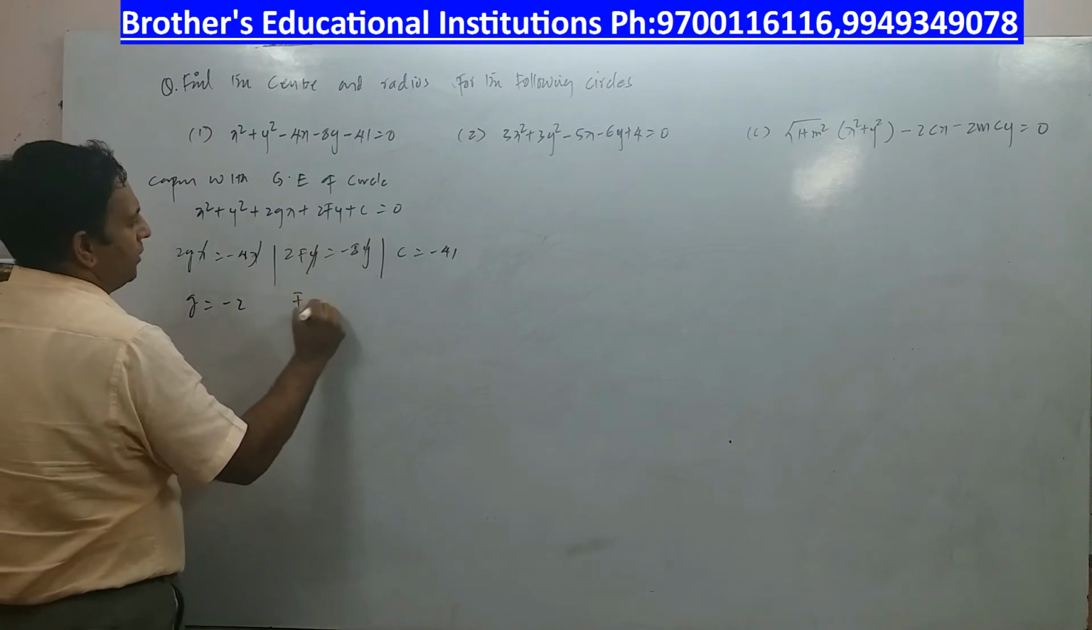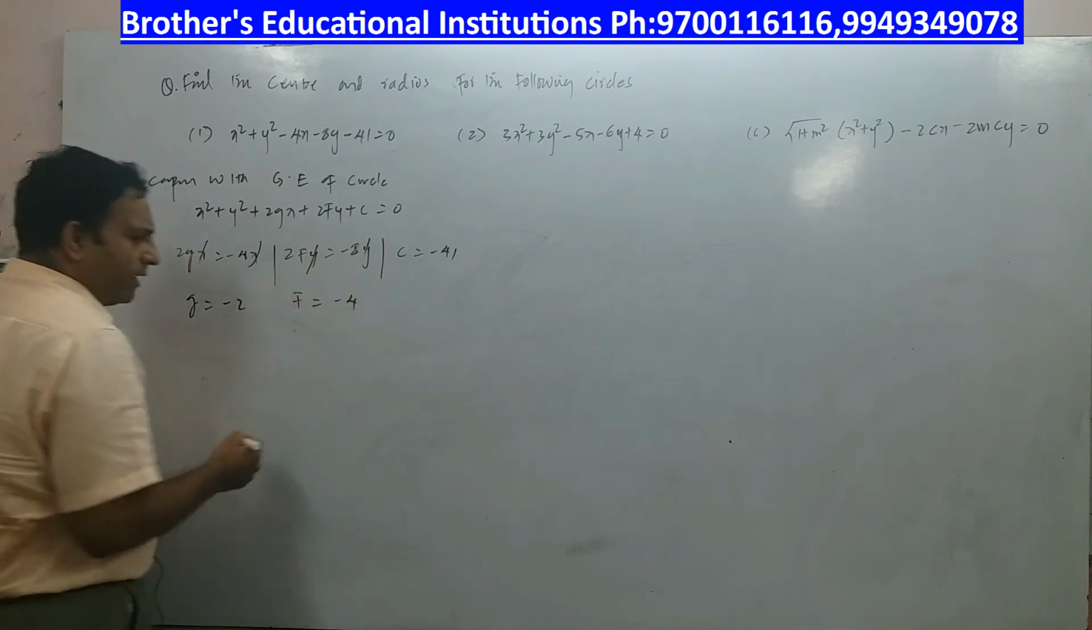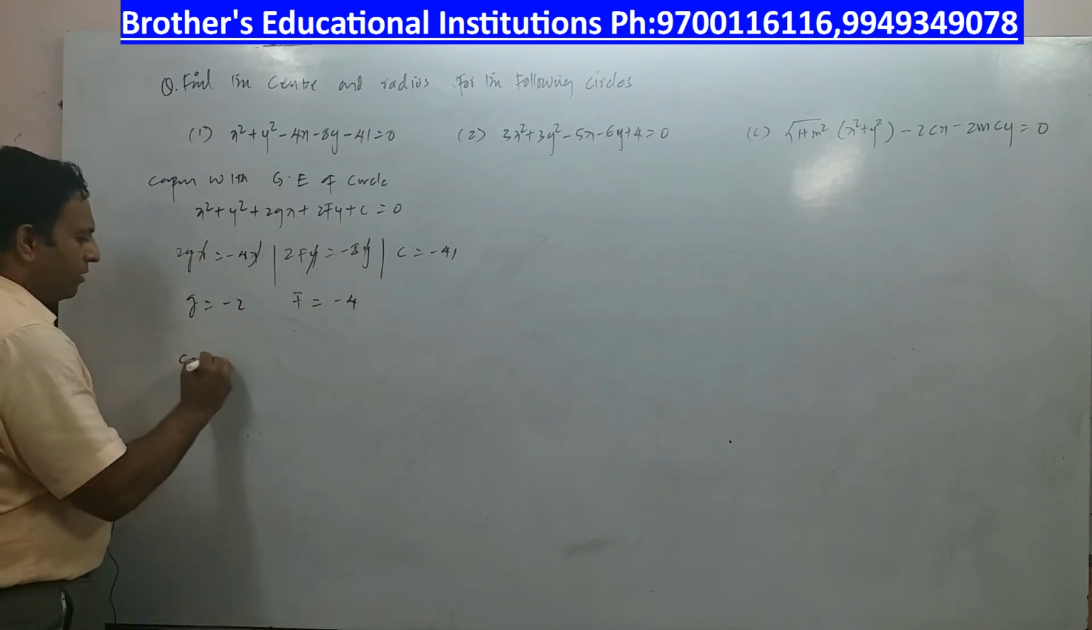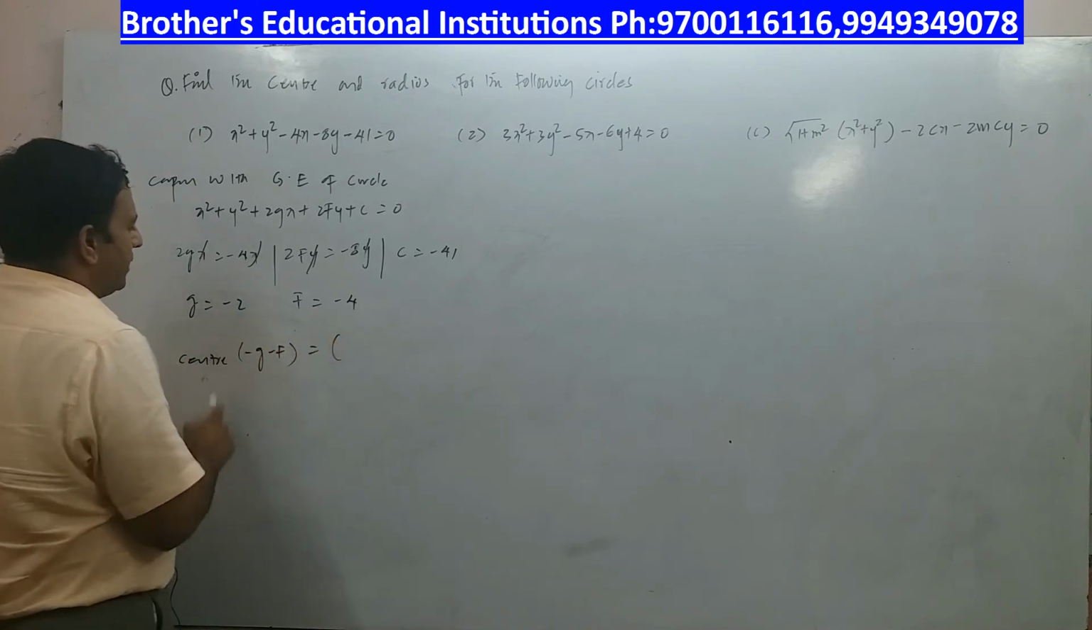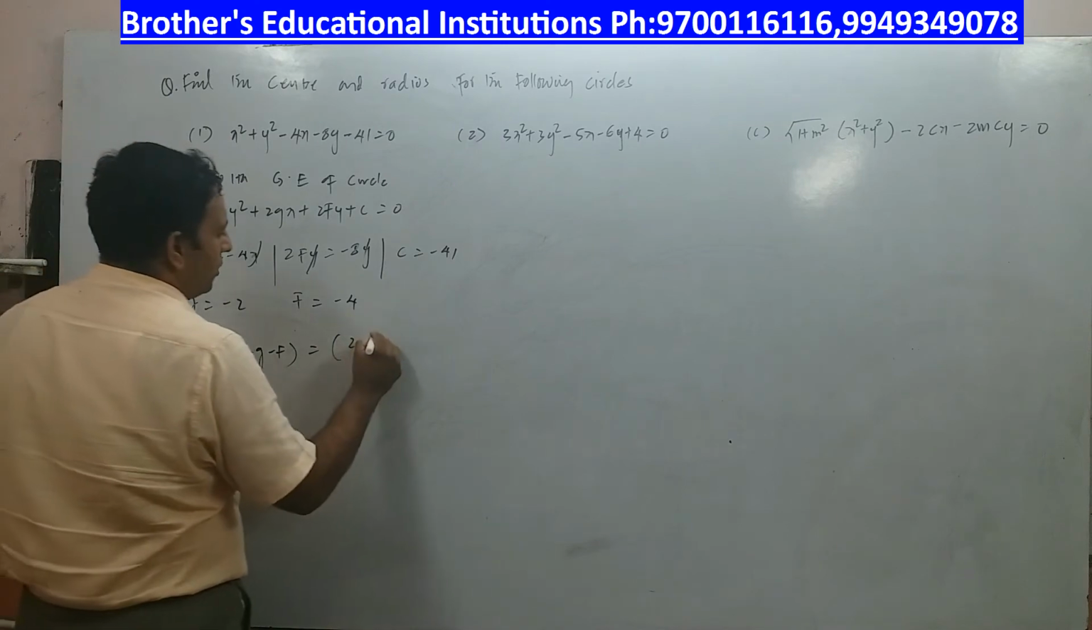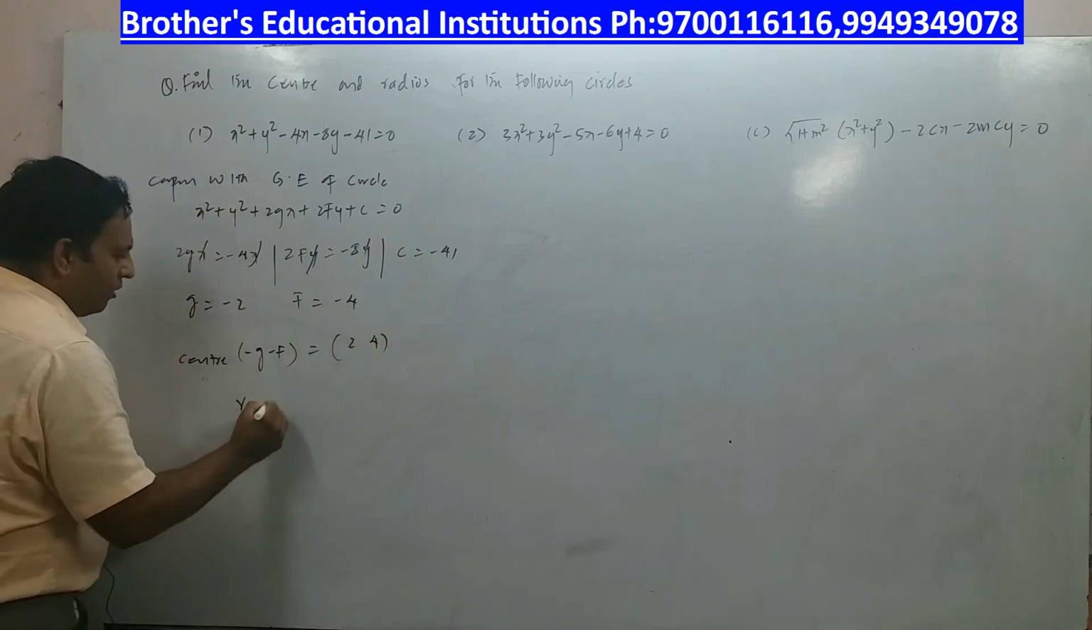Y cancel, f is equal to what? Minus 4. C is equal to minus 41. Now center, what is the center? Center is minus g comma minus f. Minus g comma minus f is what? 2 comma 4. And then immediately you have to find the radius.